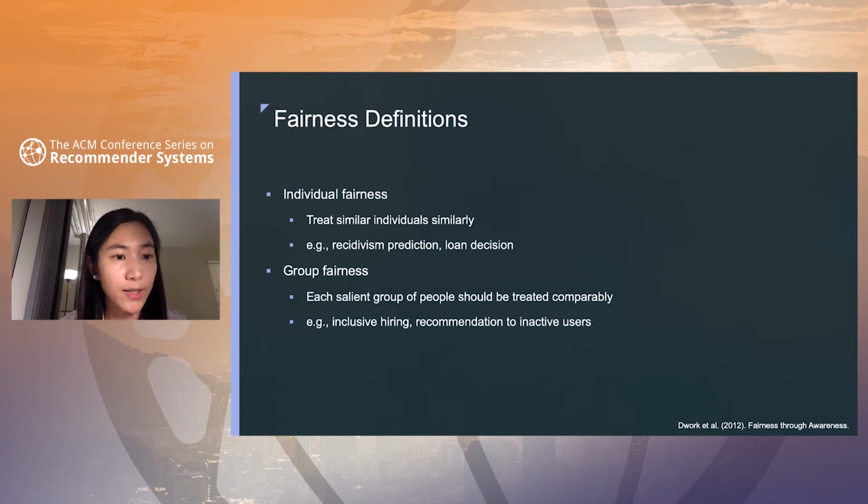Group fairness requires that each salient group of people should be treated comparably. This happens mostly, for instance, in hiring or college admission. We want to include as many or as diverse as possible to build a more diverse culture. It also happens in the recommendation setting where we're not only providing the service to active users, but we also want to make sure that the inactive users, which is usually the long tail or the majority, are happy with our service.